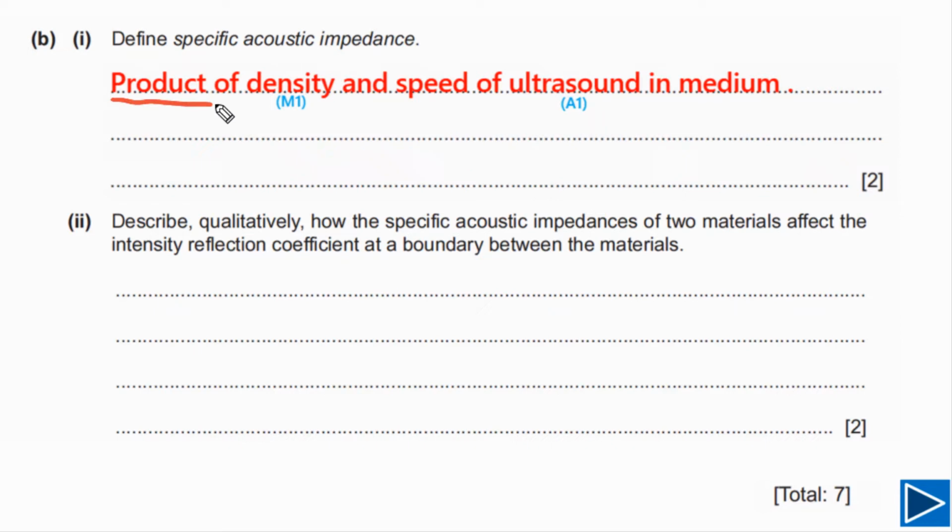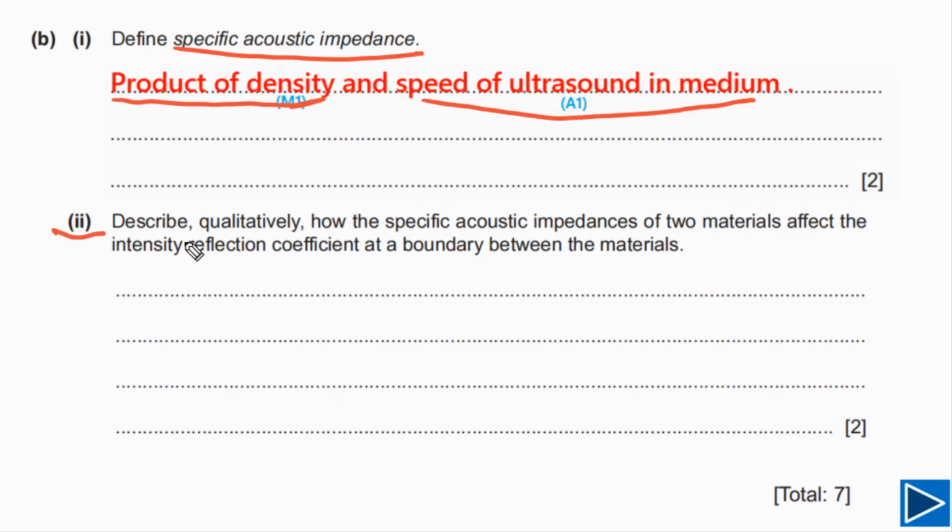If you write down the product of density, so density you have to mention in your answer, and speed of ultrasound in medium, you will get 2 marks. So this is how you can define acoustic impedance. Very common question in past papers from ultrasound.